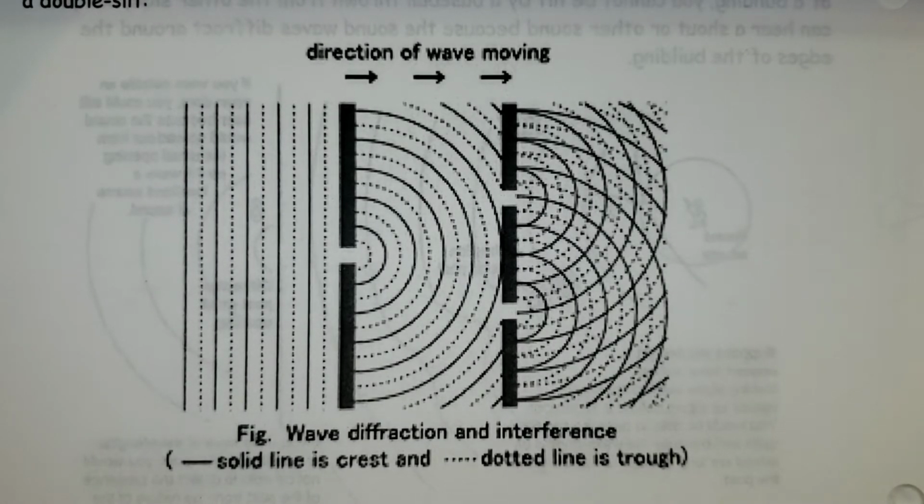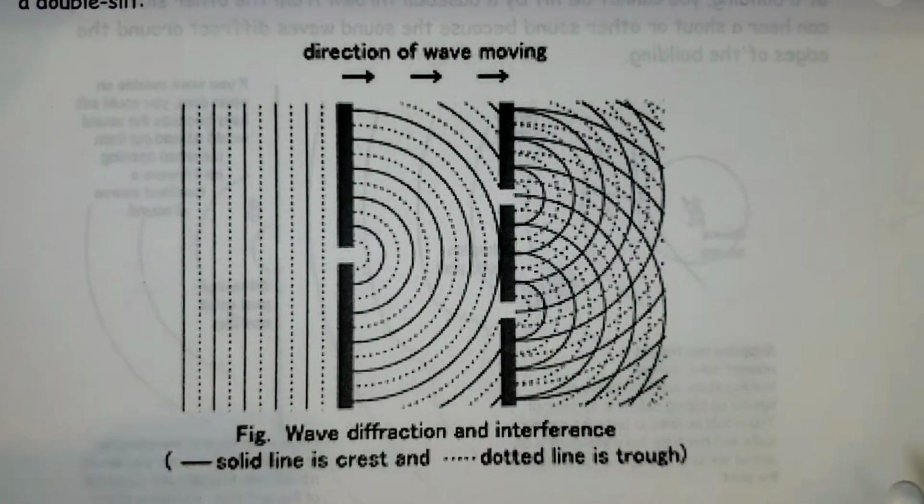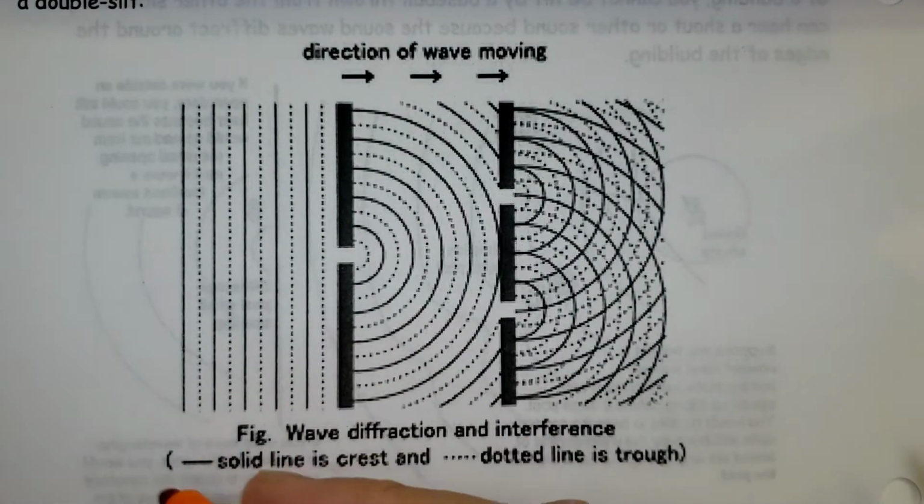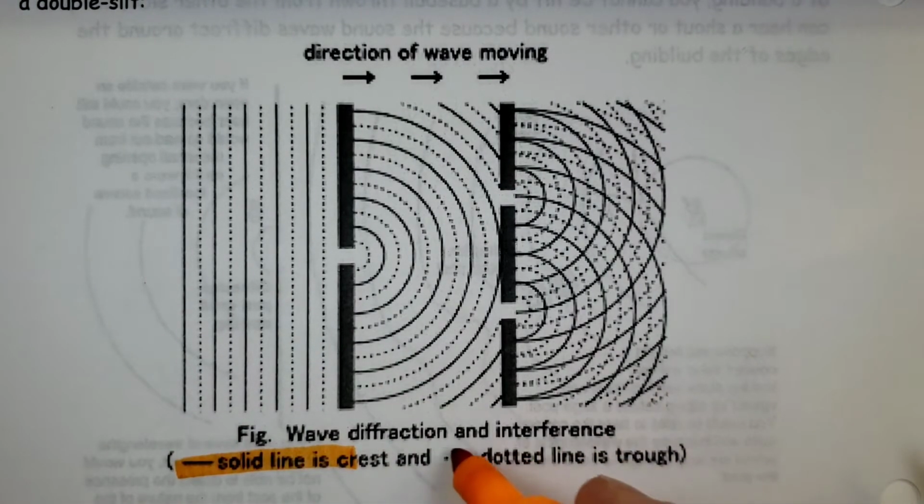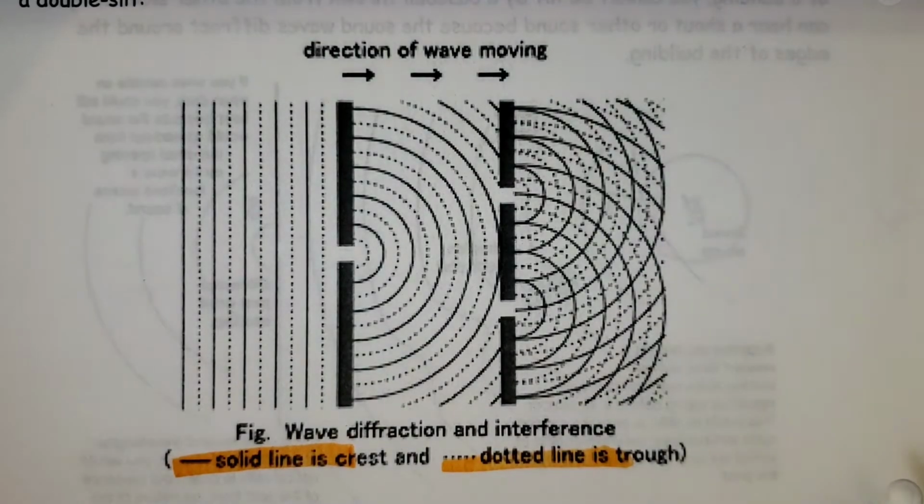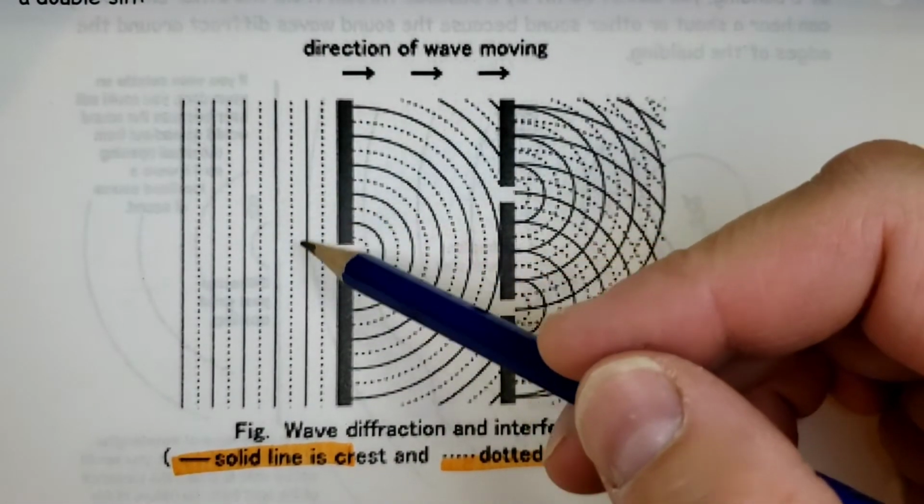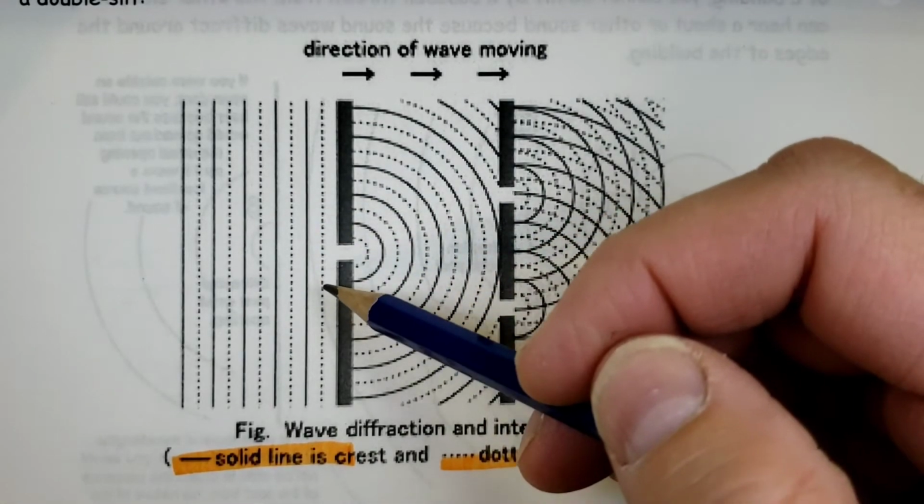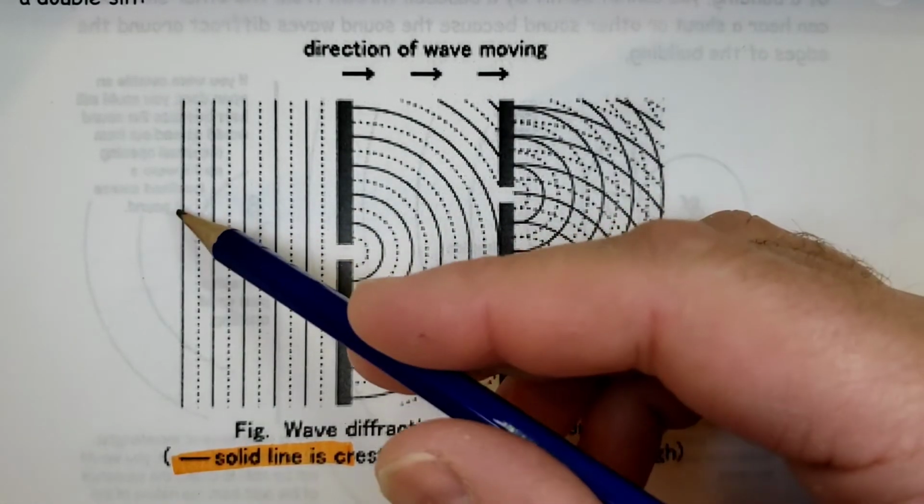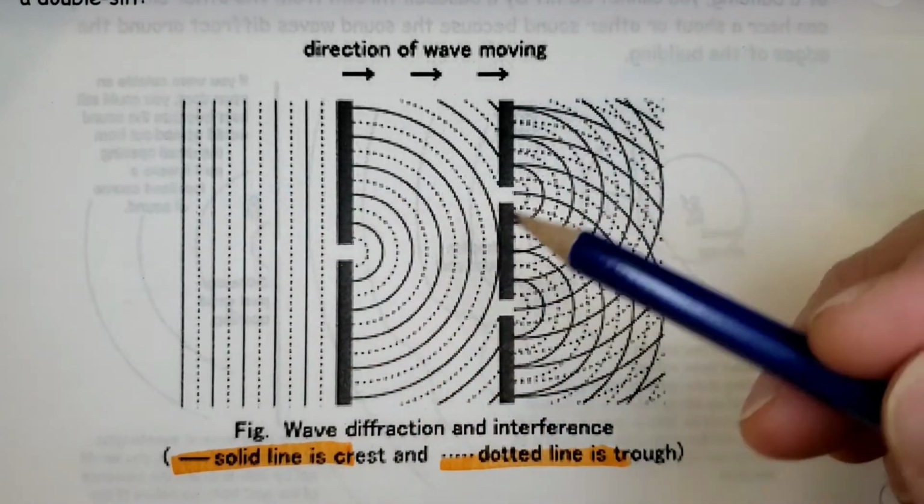So looking at the interference pattern, I have solid and dotted lines. It's kind of difficult to look at, but a solid line is a crest, dotted line is a trough. Rather than not showing the troughs, I showed them in this diagram because it's easier to draw the nodal lines. So crest, trough, all the way.